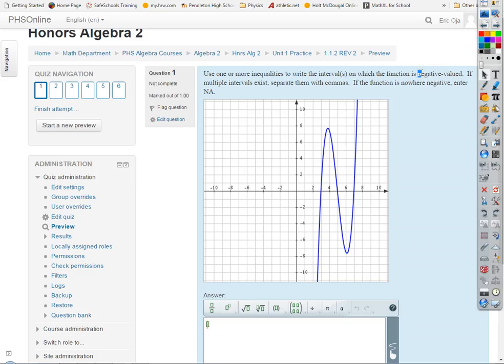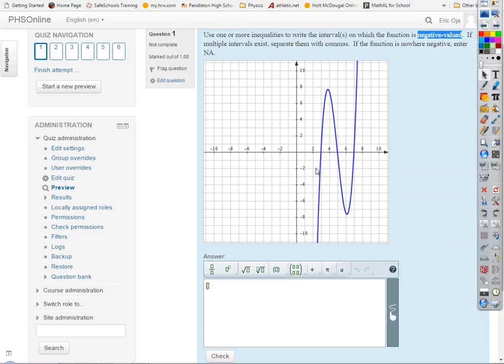We know that a function is negative valued, meaning the y values are negative, when the function is below the x-axis, so we can just look for those places on the graph. We can see that in this case the function is going to be below the x-axis for all x values to the left of 3. If we move to the left of 3, we can see that the y values of the function are negative, and so we'll include that interval.